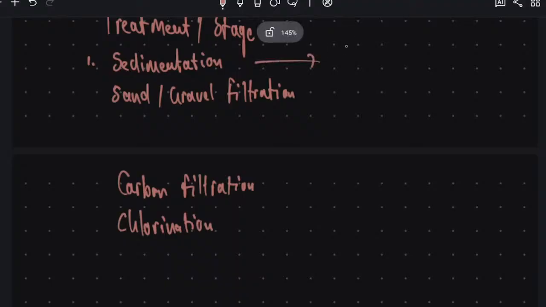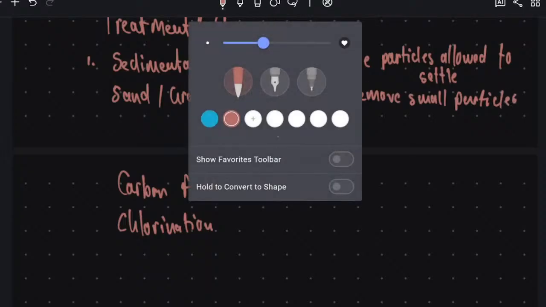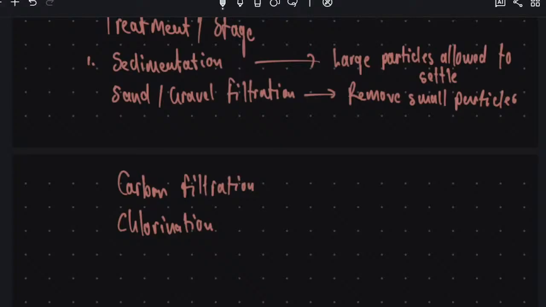Sedimentation, large particles allowed to settle at the bottom of the liquid. To settle. This one, remove small particles. The large ones are gone. They are heavy, they fell to the bottom. But you still have small ones that are floating. Don't worry about them. You remove them using sand or gravel filtration.